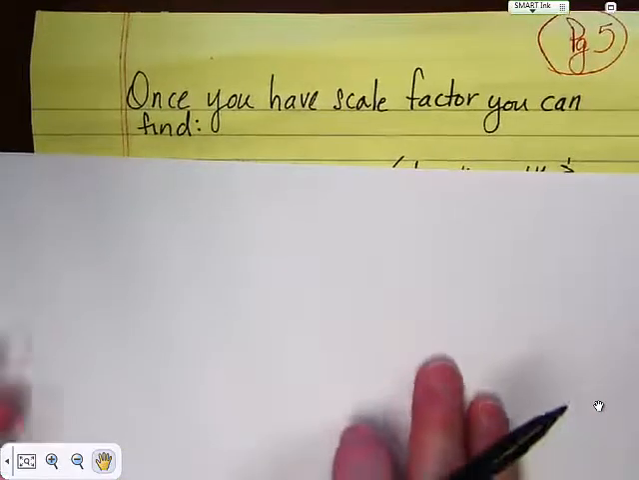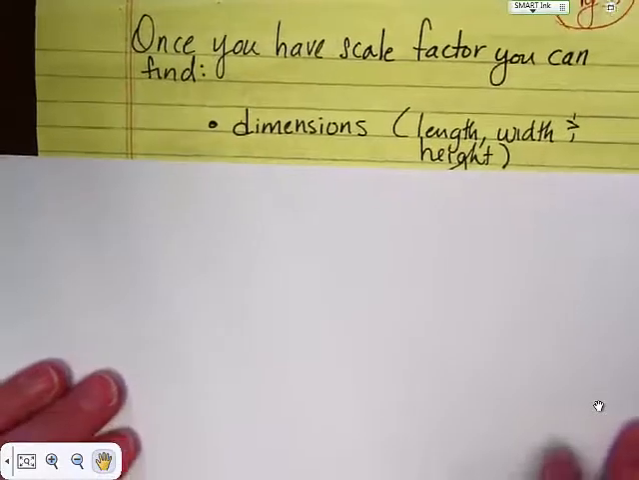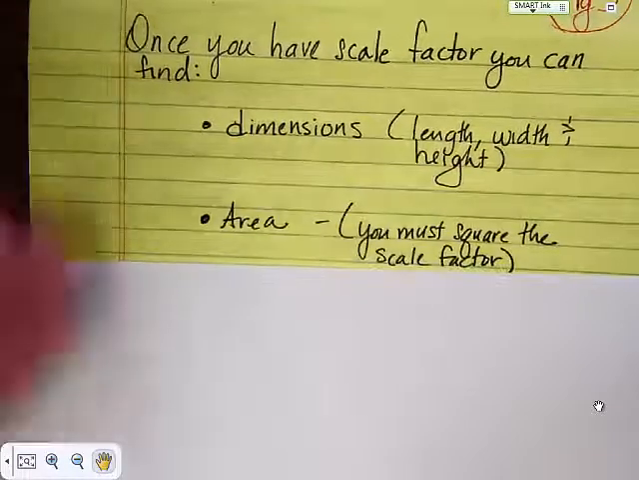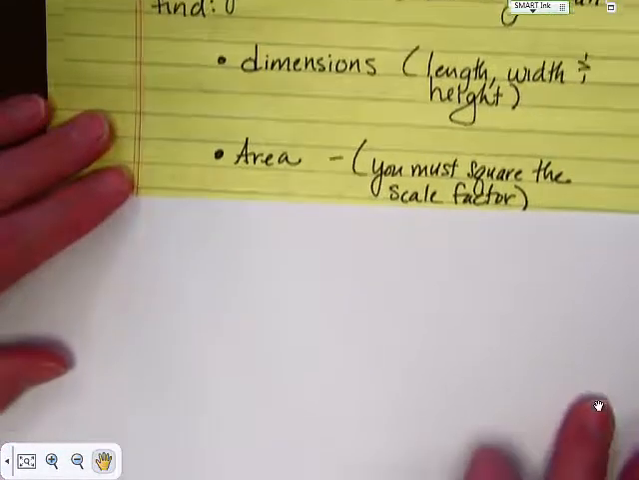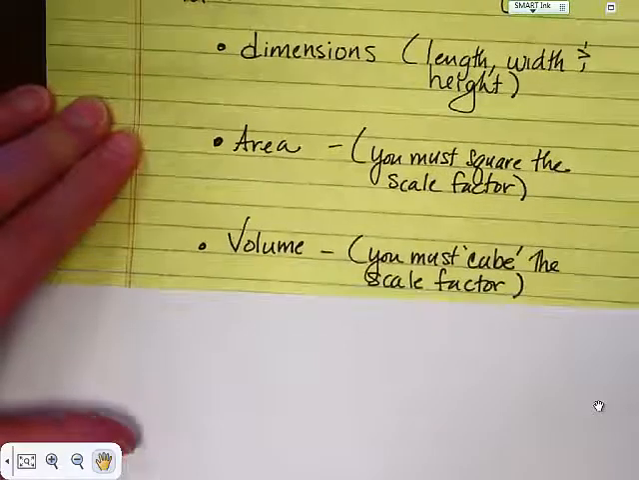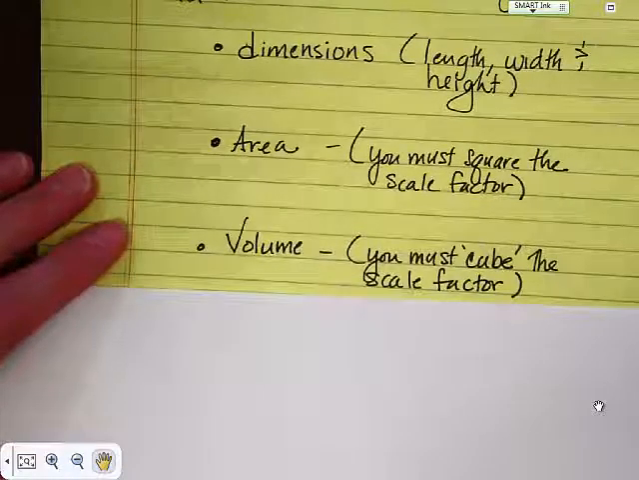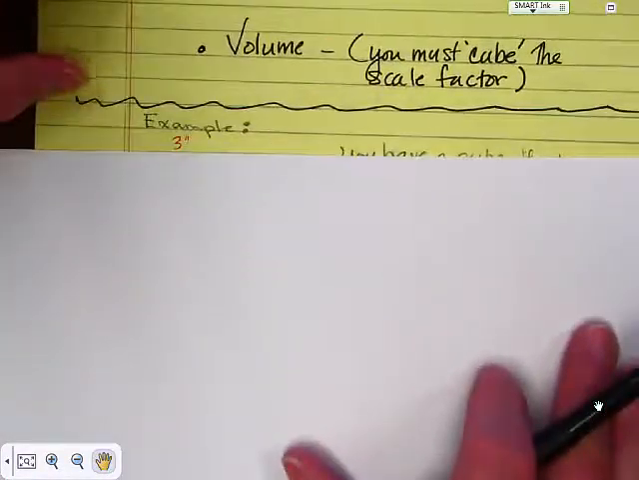Once you have scale factor, you can find dimensions, meaning length, width, and height. You can find area, only you must square the scale factor and then multiply. You can find volume, and you must cube the scale factor and multiply. I'm going to show you an example of finding volume this way.